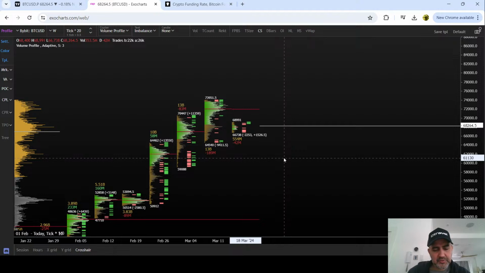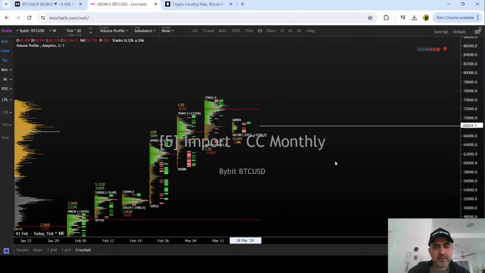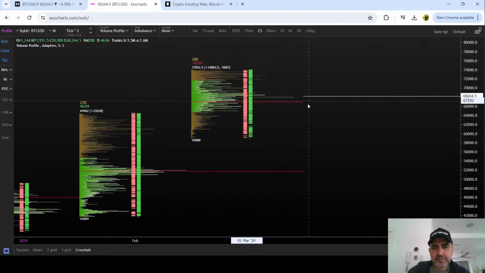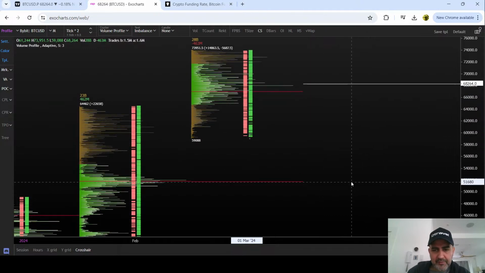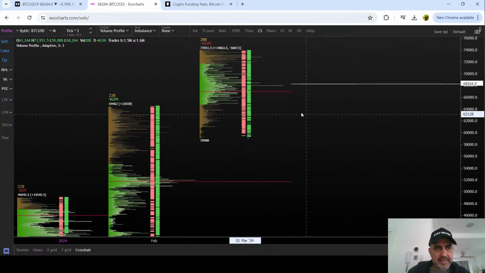The monthly hasn't ended yet, otherwise you can also do the monthly as well, and that's the current point of control, but the monthly is much lower down. See that? 51,800 or whatever. All right, so that's that.